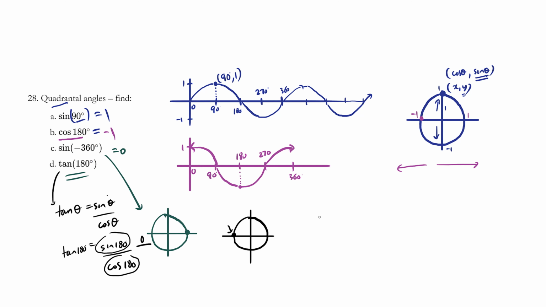But let's just, for the sake of completing this, let's think through cosine 180. So we have a circle here. 180 is here. The x value is negative 1. 0 divided by negative 1 equals 0. So tan 180 is 0.